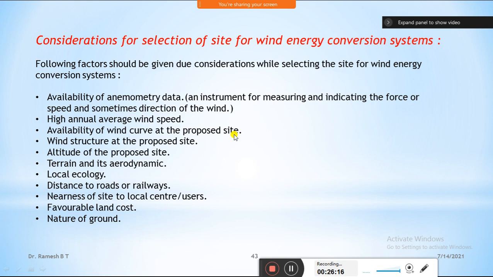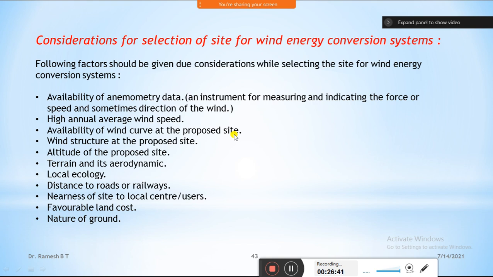So wind structure, the pattern of the wind. Whether it's a local wind or a global wind, the pattern of the wind is also important. We know that at the surface we get the local wind structure, and if you go to a higher height, we get the global wind pattern. So it also contributes a lot. If the wind structure is favorable, we can easily install our windmills.